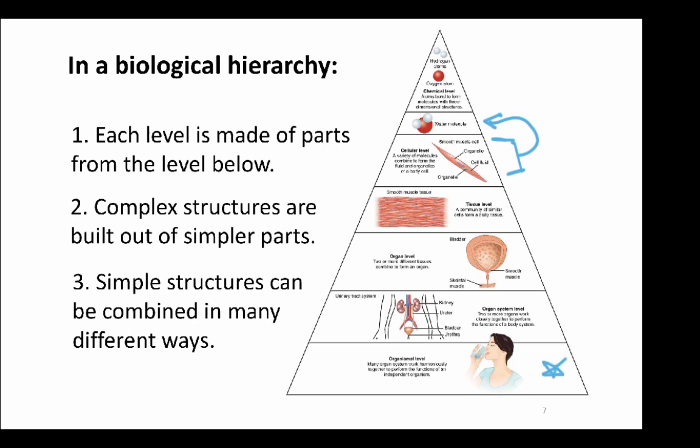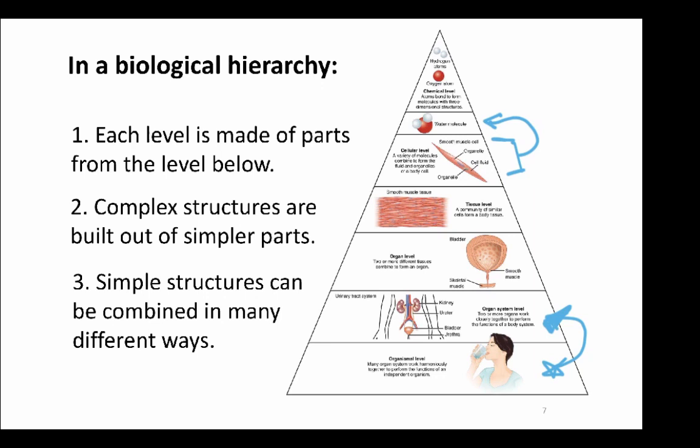So organisms are made of organ systems, right? In this example, and I believe I used the same example in your book, one of the organ systems in human organisms and other animals is the urinary system. The urinary system is made of multiple organs: the kidneys, the ureters, the bladder, the urethra.